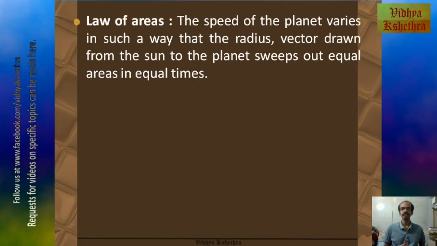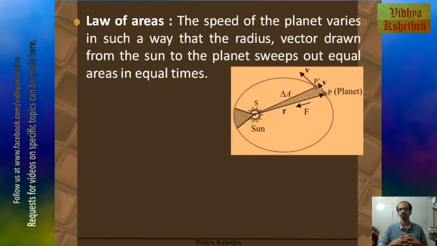Now, the second law, that is the law of areas. It states that the speed of the planet varies in such a way that the radius vector drawn from the Sun to the planet sweeps out equal areas in equal times. It is shown in this figure.